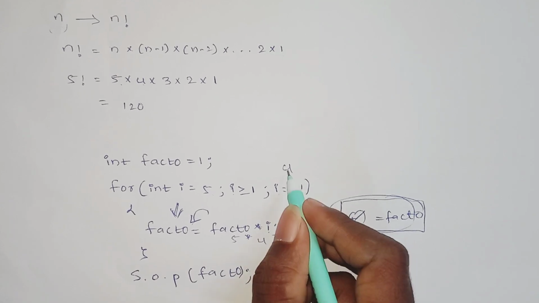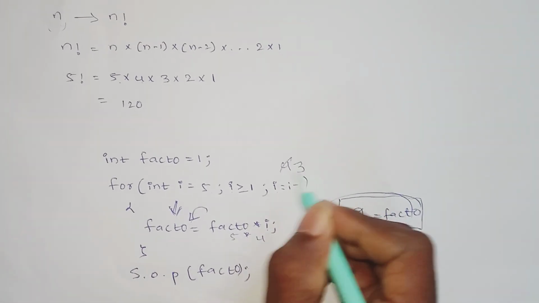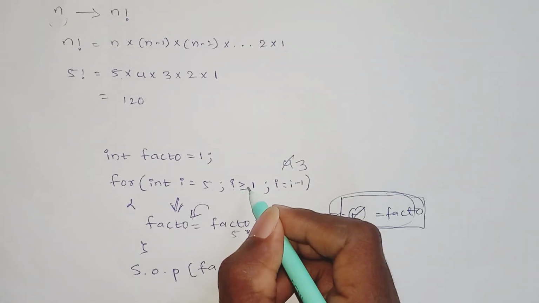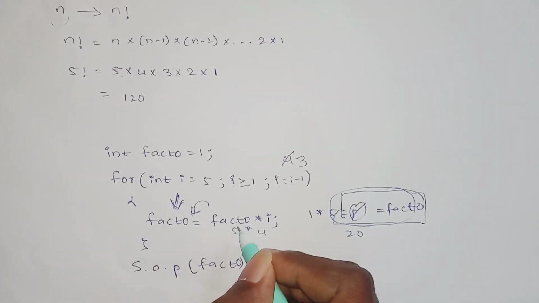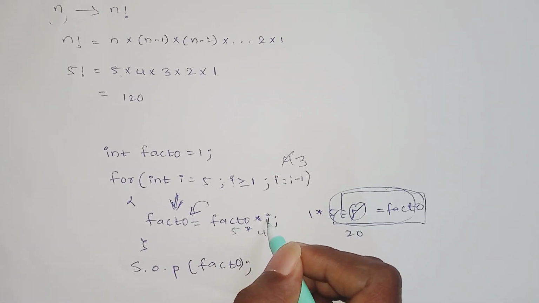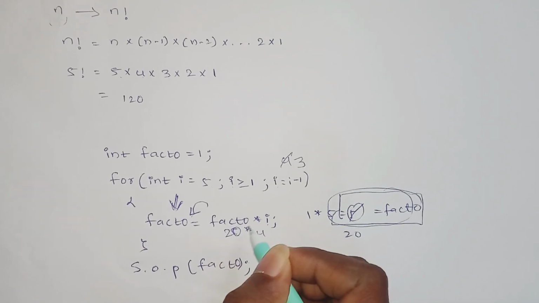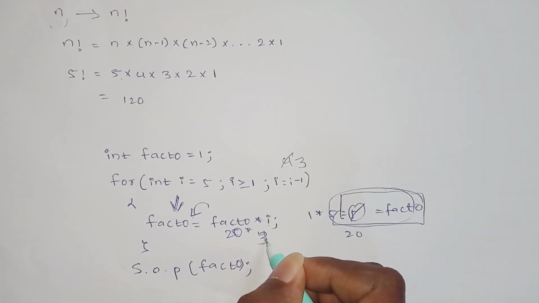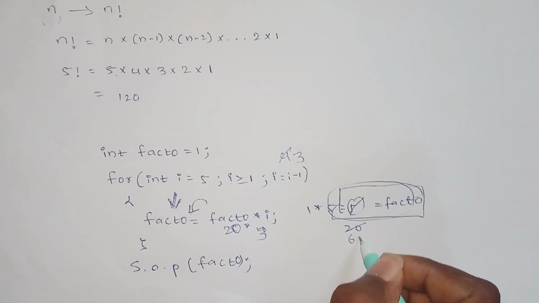Then again i gets decremented by 1. That is i minus 1, initially we have 4, 4 minus 1 is 3. Now i becomes 3. It checks for the condition, i greater than or equal to 1, 3 greater than or equal to 1. Condition is true. Again it enters into the loop. So here facto into i. We have facto is 20, so facto becomes 20 into i. The i value is 3. 20 into 3 is 60. So 60 gets assigned into facto.